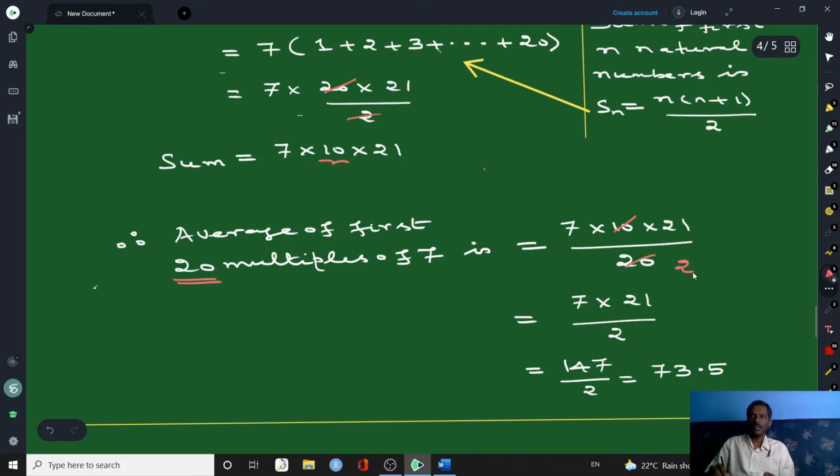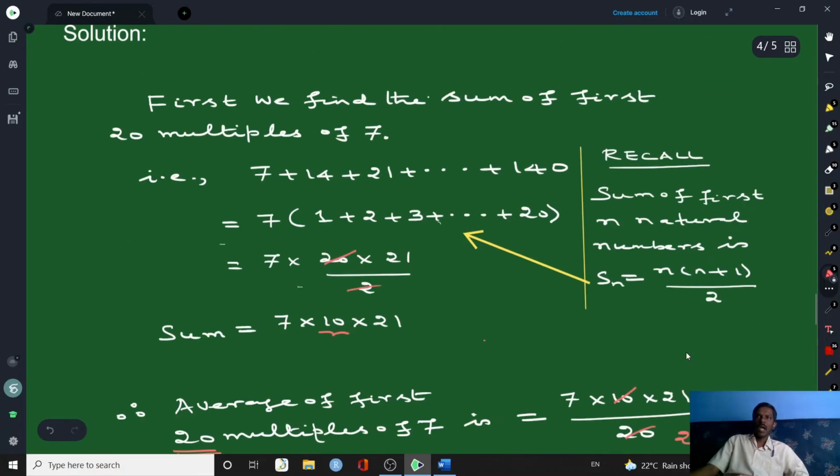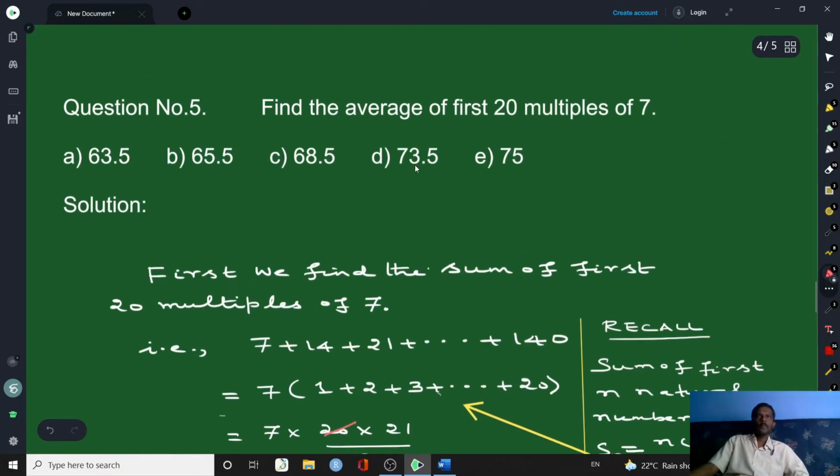What you will have in the denominator is 2. So that is 7 times 21 over 2. 7 times 21 is 147, divided by 2, which is 73.5. So the average of the first 20 multiples of 7 is 73.5, which corresponds to option D. So option D is the correct solution.